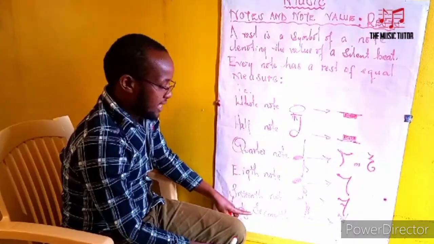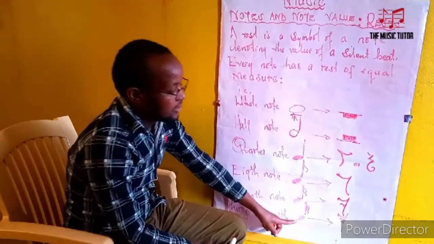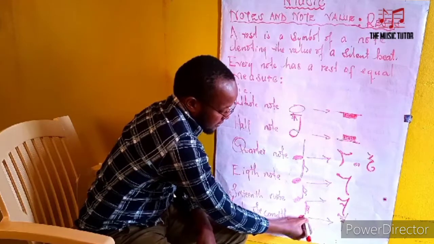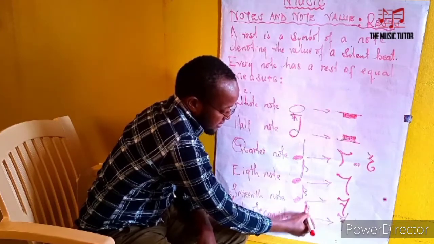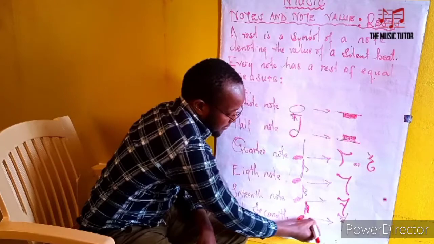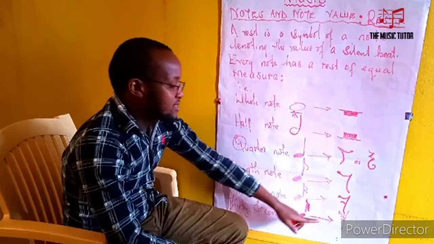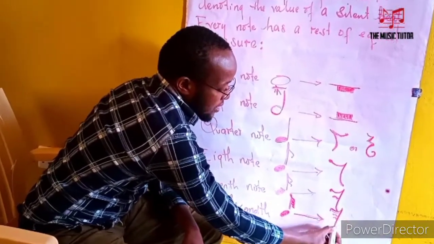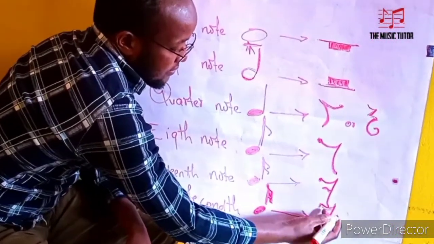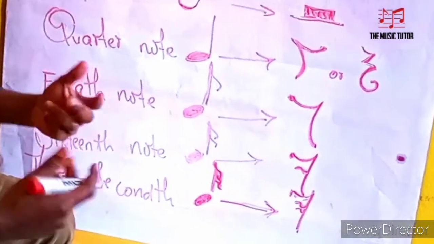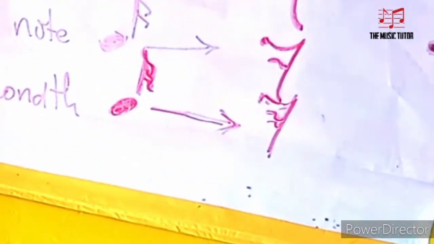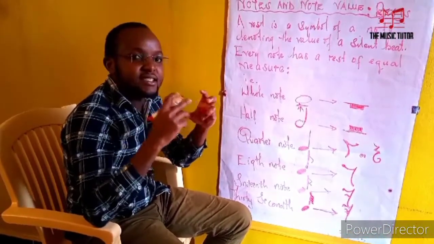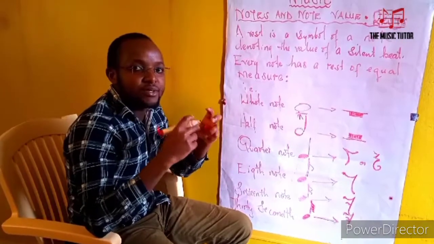The 32nd, the one that we call semi-demi-quaver, it has a corresponding rest that is drawn as a proper number 7, but with 3 tails. Proper number 7, but with 3 tails. As I've already told you, the rest carries the same value as the corresponding note.